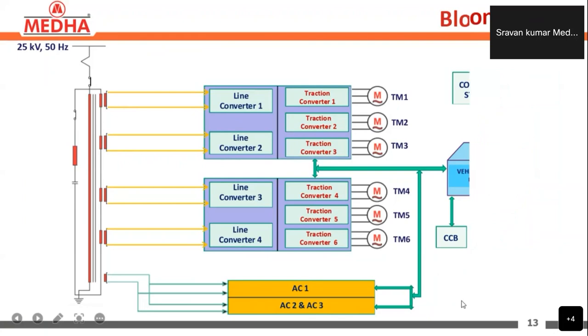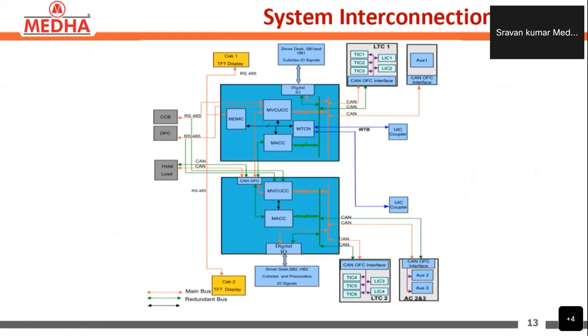Next, coming to the system interconnection diagram. So here we can see the system interconnection diagram. The upper part is the VCU1, and this is the VCU2, and the communications with different subassemblies. In this diagram, we can see the VCU1 and VCU2 are communicating with different subassemblies, and the cards present in the VCU1 and VCU2.